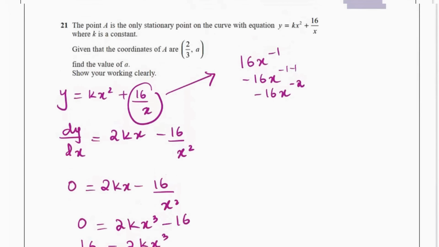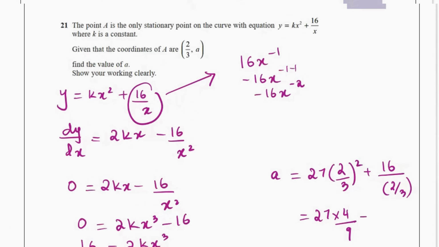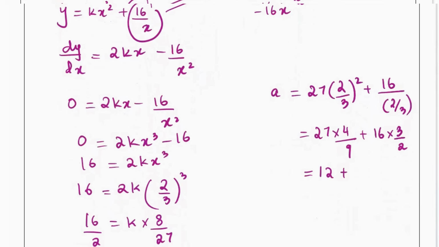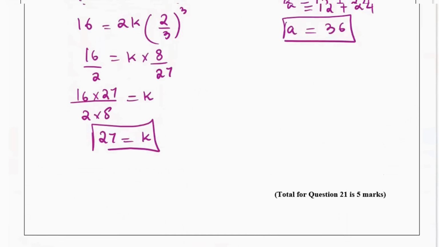They want us to find the value of a. So if we have k, we can find a, because a is the value of y. So a equals 27 times 2 over 3 squared plus 16 over 2 over 3. That's going to be 27 times 4 over 9 plus 16 times 3 over 2. That's going to be 12 plus 16 divided by 2 is 8, 8 times 3 is 24. And that's 36. So a is 36 while k is 27. That is your answer.